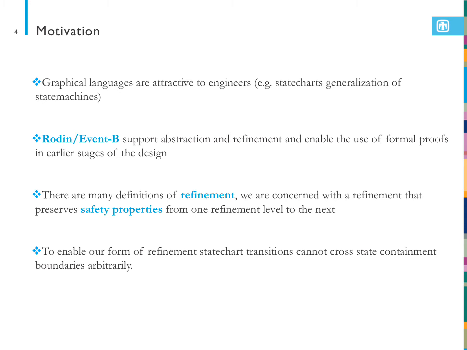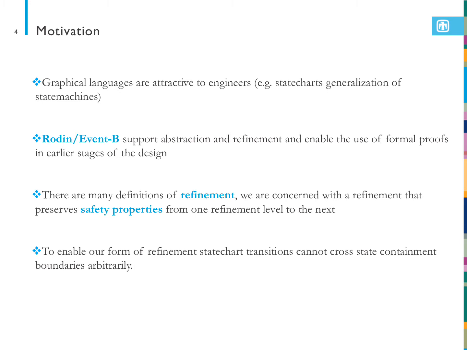There are other tools like Rodin or Event-B that enable the use of formal proofs for their model properties. These tools support the idea of abstraction and refinement, where in each refinement level the engineer is allowed to add complexity to the model by making the implementation details increasingly more concrete. There are many definitions of refinement in the literature. We are interested in a refinement that preserves safety properties.